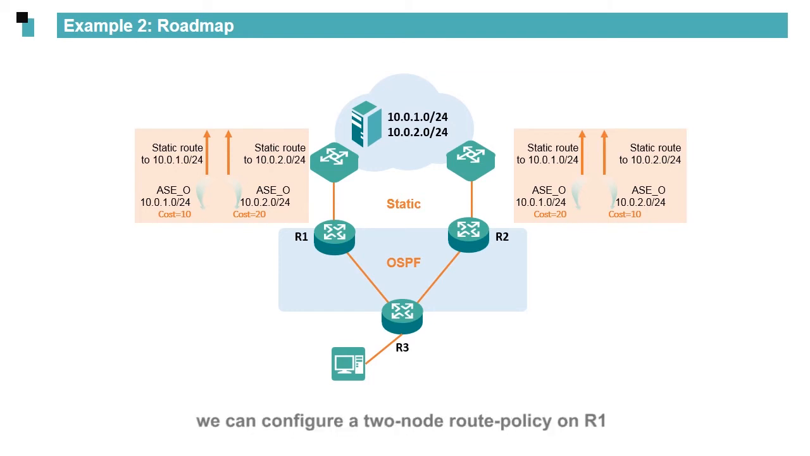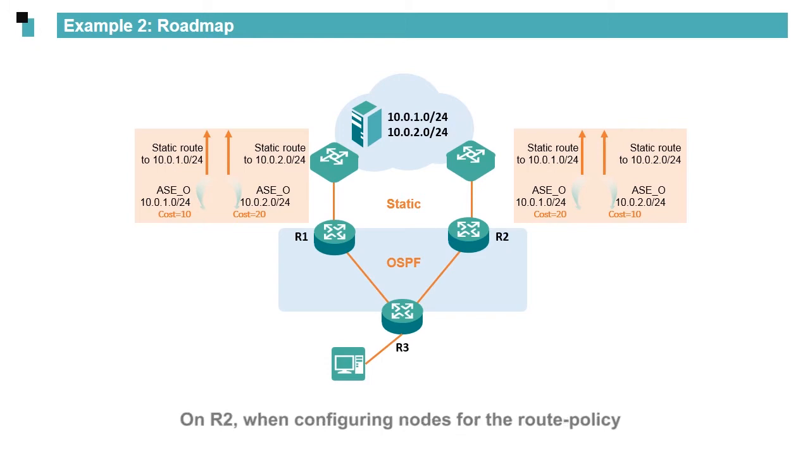We can configure a two-node route policy on R1. The first node is used to match the route 10.0.1.0/24 and set a route cost 10 in this example. The other node is used to match the route 10.0.2.0/24 and set a larger route cost 20 in this example.